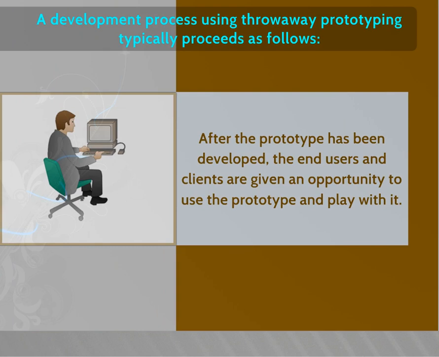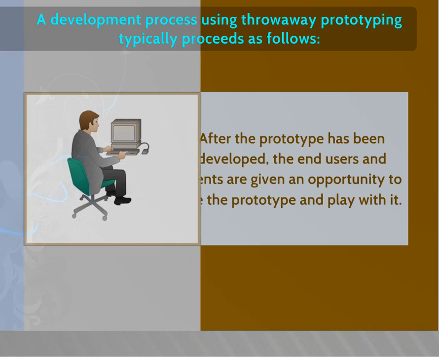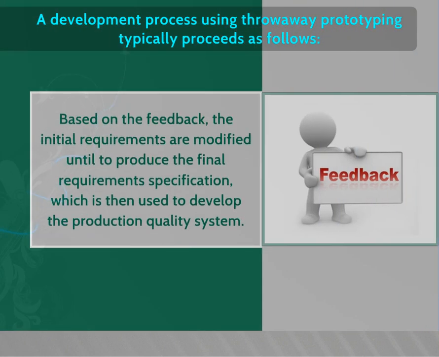After the prototype has been developed, the end users and clients are given an opportunity to use the prototype and play with it. Based on the feedback, the initial requirements are modified until they produce the final requirement specification, which is then used to develop the production quality system.